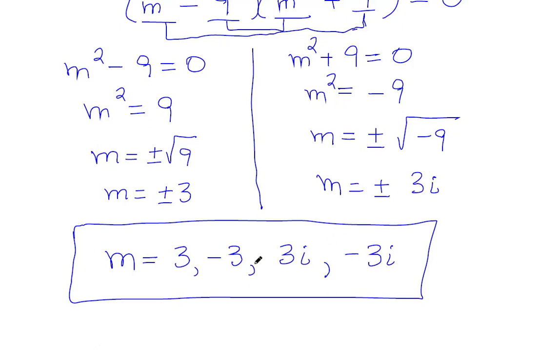And so we get 4 solutions, which is not surprising because we had m to the fourth power. And so we get 3, minus 3, 3i, and minus 3i. And that concludes section 1.6.